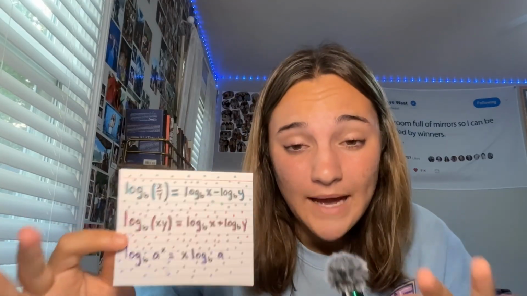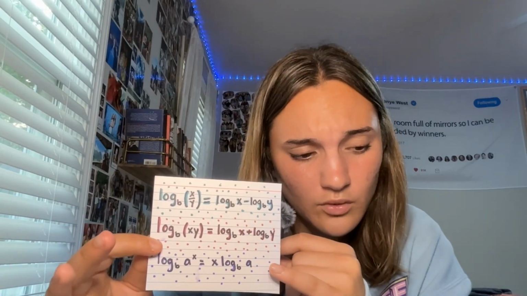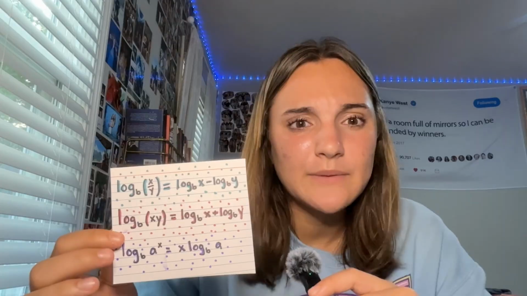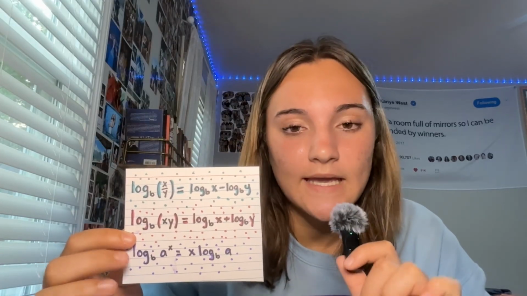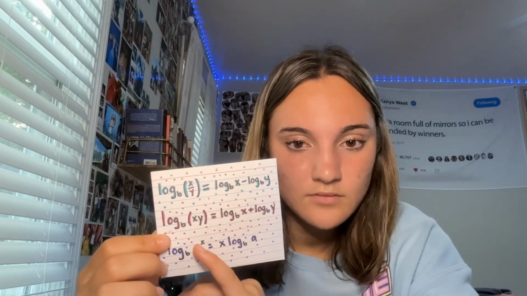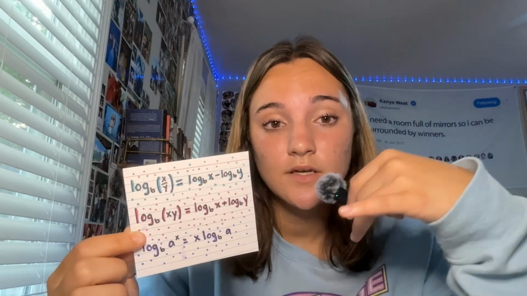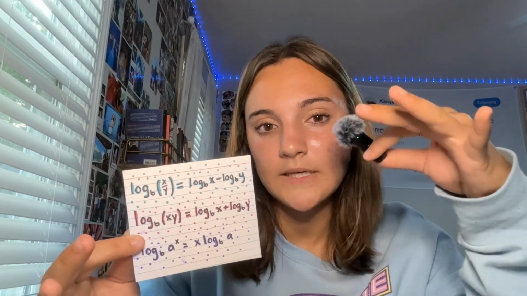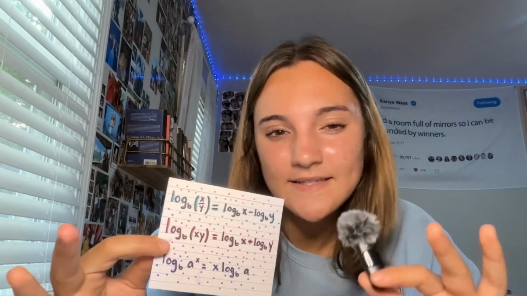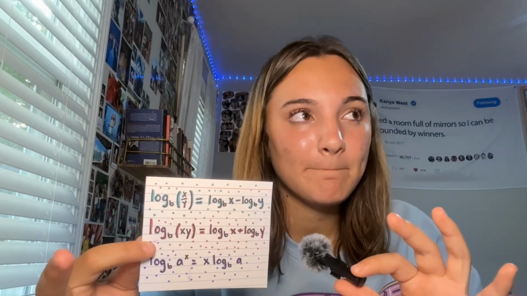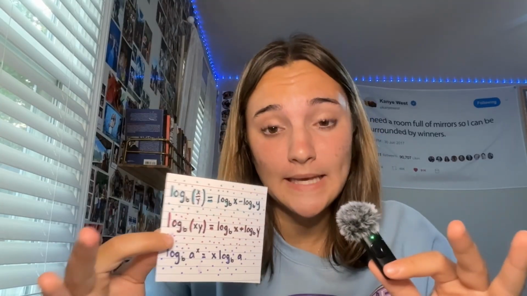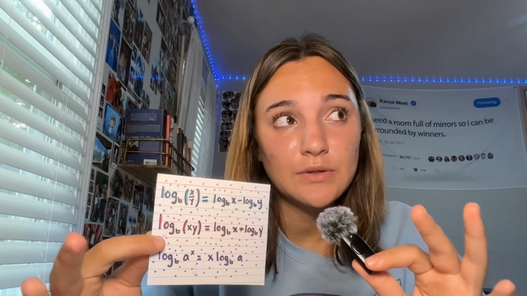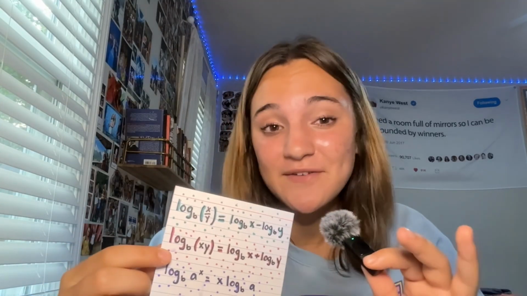So the power rule, power property, states that if there's an exponent on this thing, you can just move it to the front of the log. I don't know why, but again, it makes it easier, because it's hard when you have logs with exponents. So you can just move it, and it makes it easier when you're expanding things.